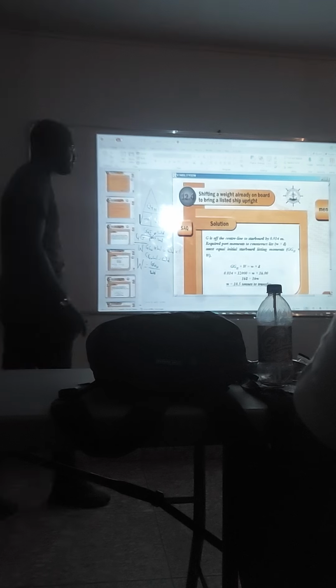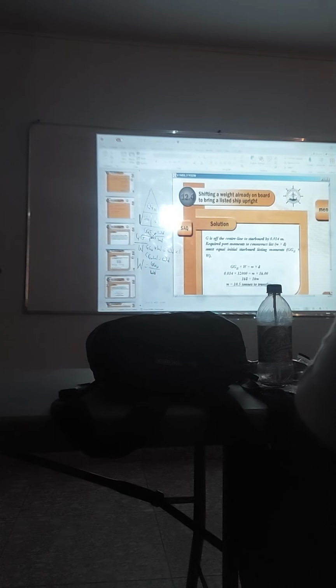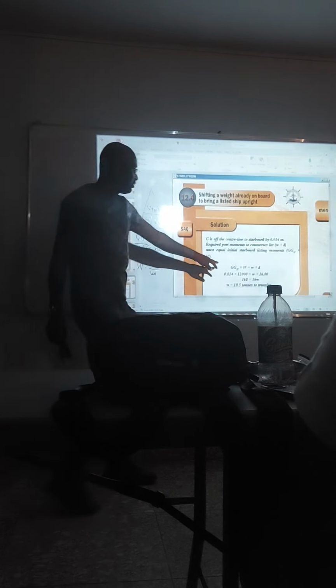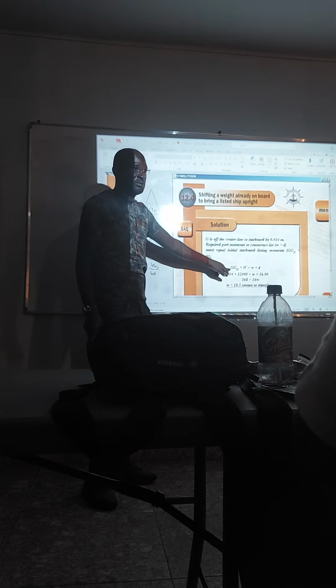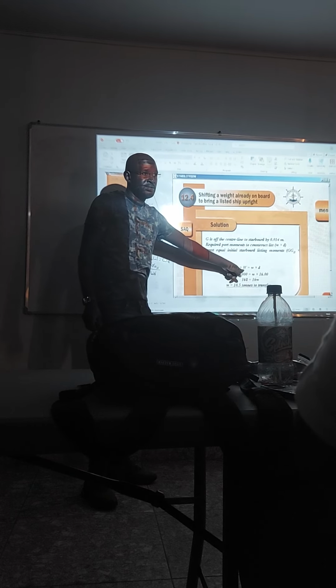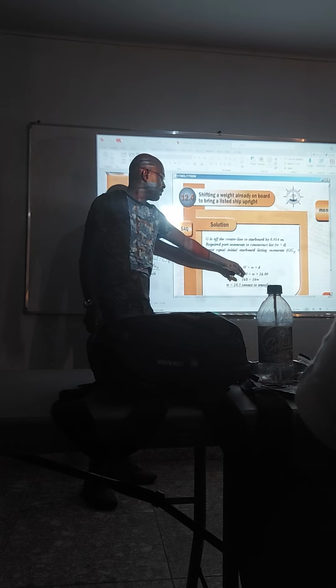Go to the next part. What does it say? G is moved from the center line to starboard by some distance. Required port moments to counteract must equal the initial starboard listing moments. So we have our GG1. We just calculated GG1. We know the displacement, they give us the displacement in the problem.